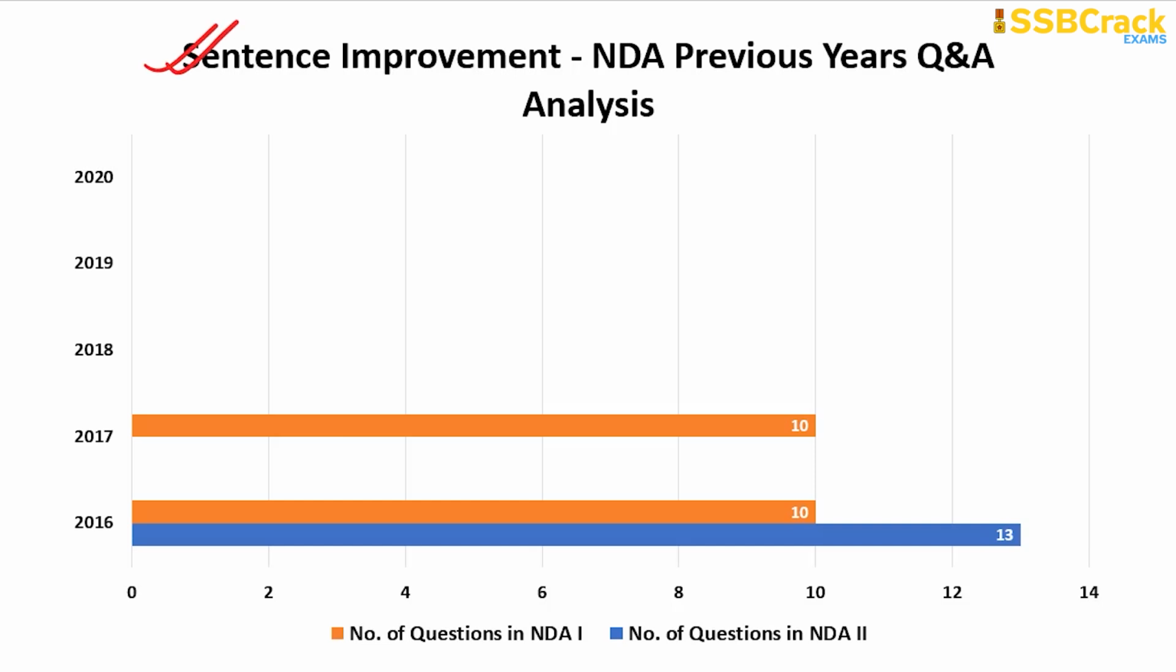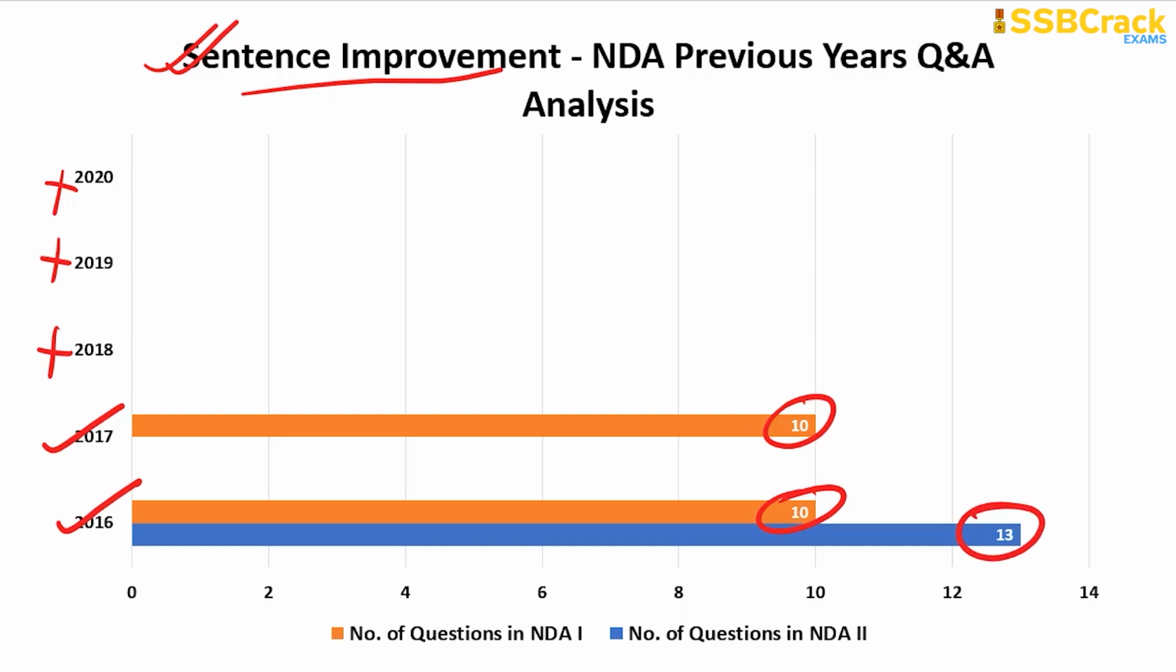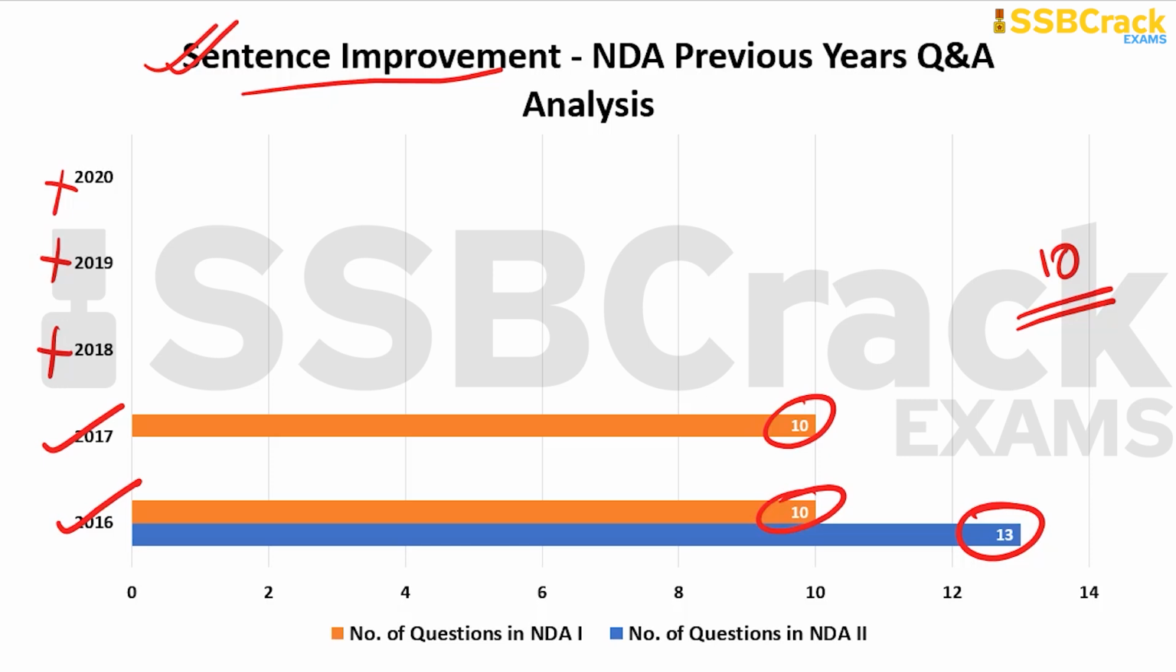Not many questions have come in the recent 3 years, from 2020, 2019 or 2018; no questions came from this topic. Though questions did come in NDA 1 2017 and NDA 1 2016, 10 questions in both NDA 1 2017 and 2016, and 13 questions in NDA 2 2016. So even if you get questions from sentence improvement, it will be somewhere around 10 to 12 or 13, but you can take 10 as the approximate number. But again, there is a high chance that you may not get questions from sentence improvement.